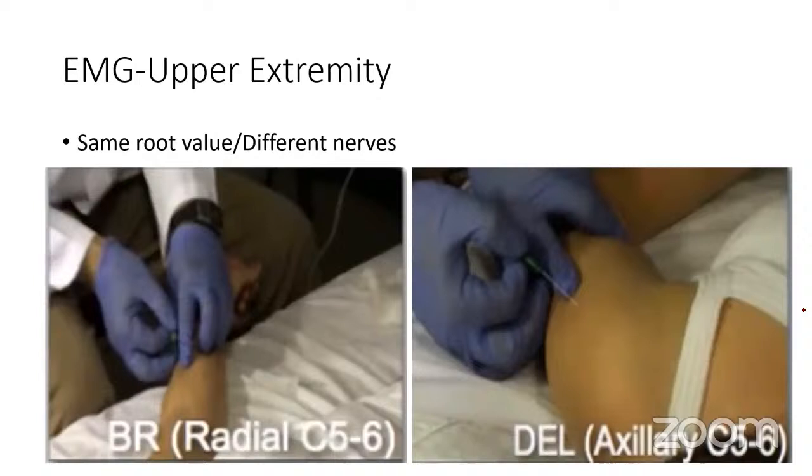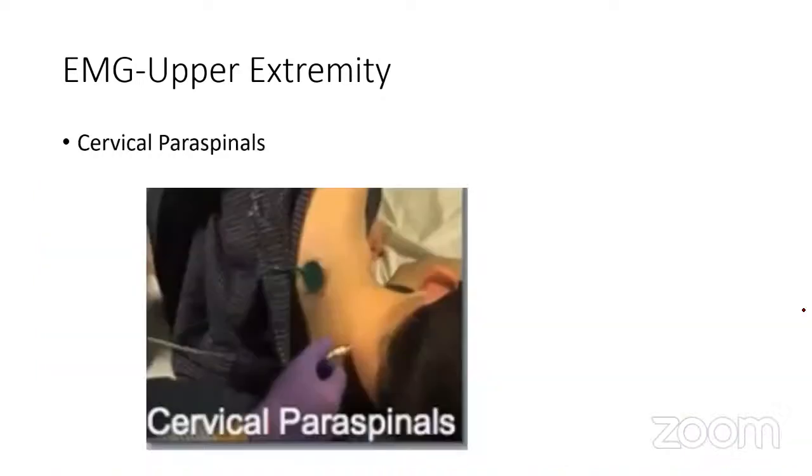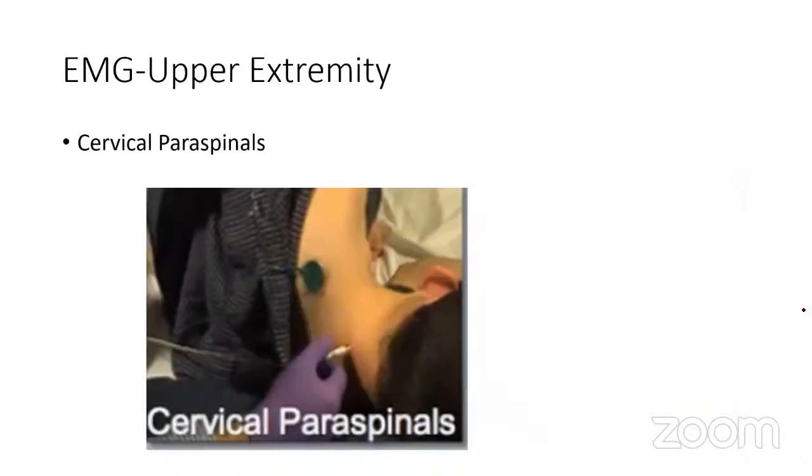Same root value, different nerves. Again, you see radial C5, C6, brachioradialis, and deltoid axillary, that is C5, C6. So we have given you 3 examples of different nerves and same root, and 1 example of same root and different nerves. I think the cervical paraspinals are important in establishing the radiculopathy. So that's all for today in the introduction to electrophysiology.